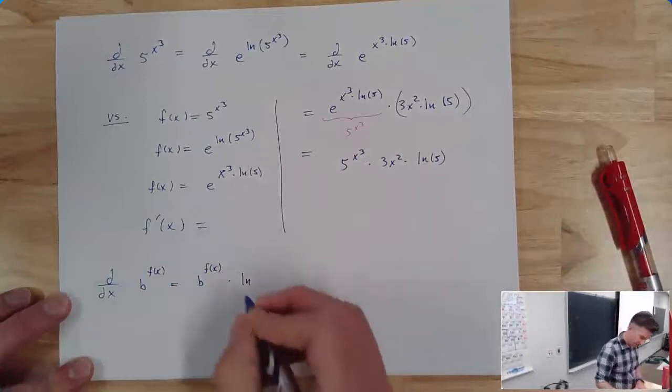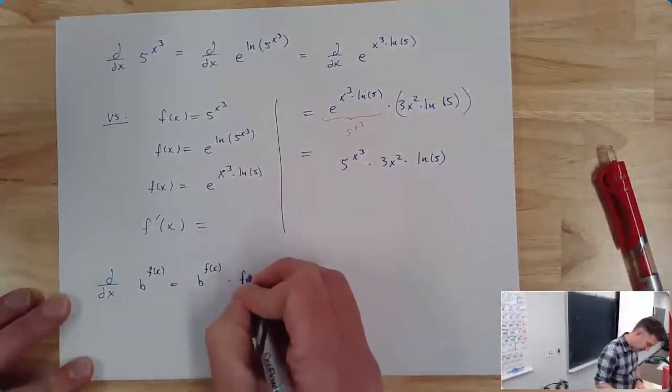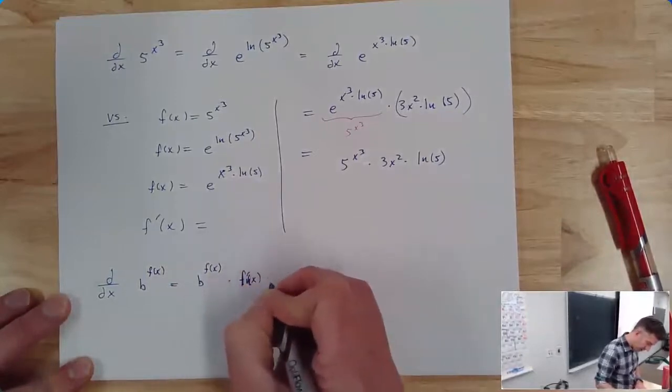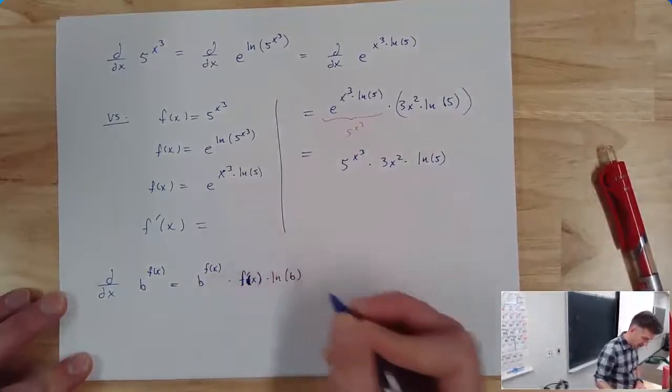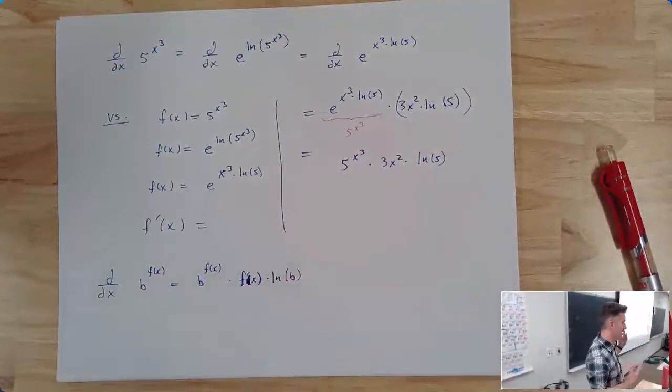Oops, I got out of order. I guess I should write the derivative of the stuff, f prime of x, times the derivative of the stuff, then times the natural log of the base. I guess the order of multiplication doesn't really matter here, but I usually say it in my head one way, so that's the way I should write it.